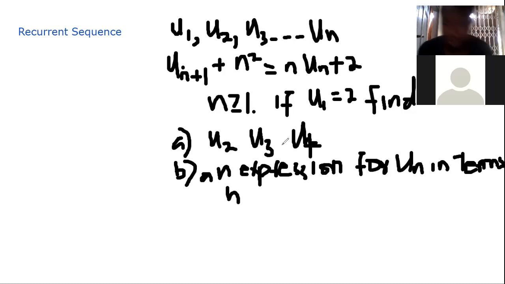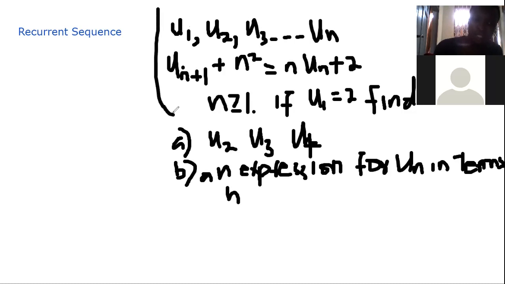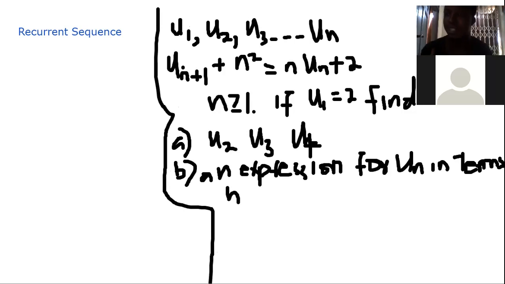So far, this series and sequence topic is very simple. I told you that when you are given something like this, the first thing you are going to do is find the terms systematically. So you are going to find u2 first. When n is equal to 1, you use the relation, so anywhere you see n, you put in 1.